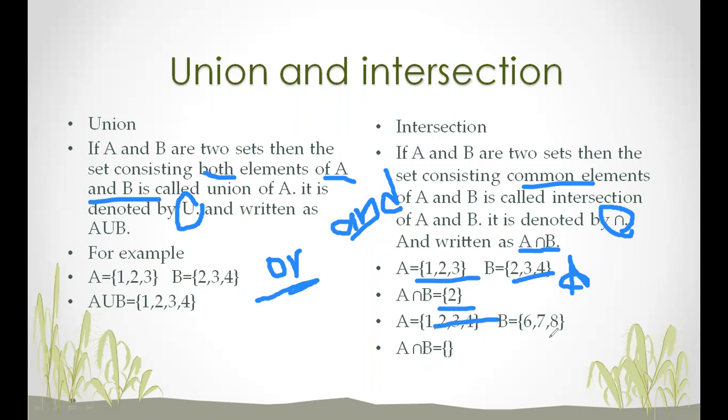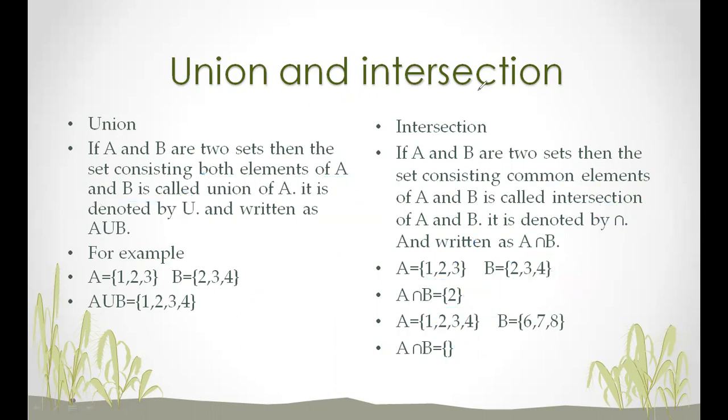First of all, A is this, B is this. You know, 1 does not belong to B, 2 does not belong to B, 3 does not belong to B, 4 no. A and B have no common elements. That's why its intersection is the empty set. You know, the empty set is the set which has no element. And in this example, 1 does not belong to this; A and B have two common elements. So the intersection of A and B is 2. Okay, that's clear. Now we move forward.